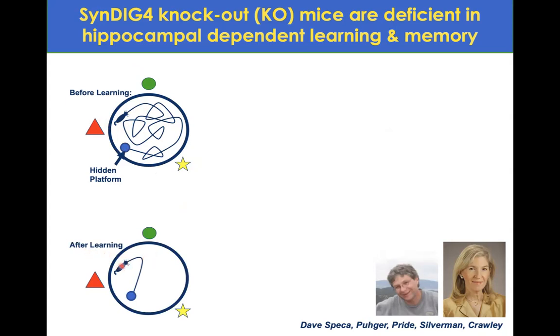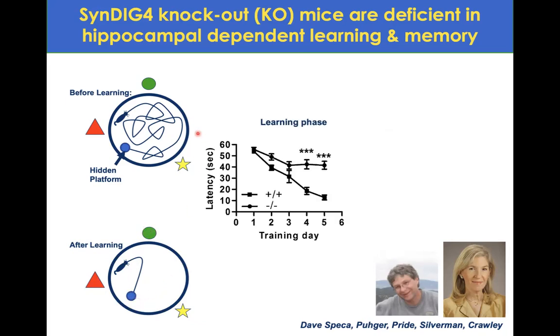So you put them in the same tank. They will orient themselves to the cues that they now remember. Okay, the platform is opposite from the green circle. And you can measure this as shown here. This is called the learning phase, the latency to find the platform.